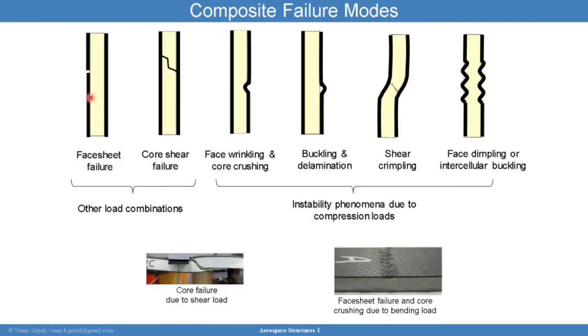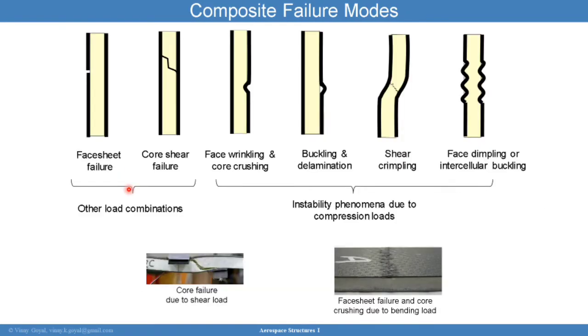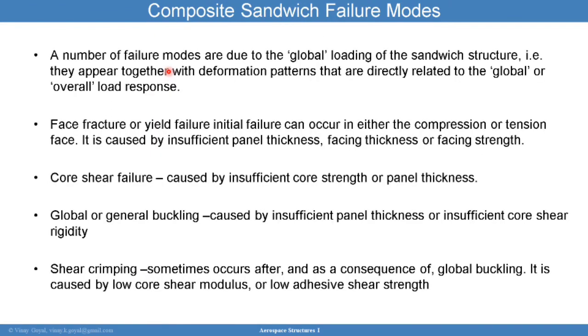This can be caused by insufficient panel thickness. It can be caused by facing thickness, low strength, or too high of a load. Core shear failure usually is caused by insufficient core strength. So this core has too low of a strength. Another issue is that these cores can absorb moisture if it's foam, and that will decrease the strength. Or this core is honeycomb, and the honeycomb material could be corroded, for example. So then the corrosion can cause a degradation of properties, which then can cause core shear failure.